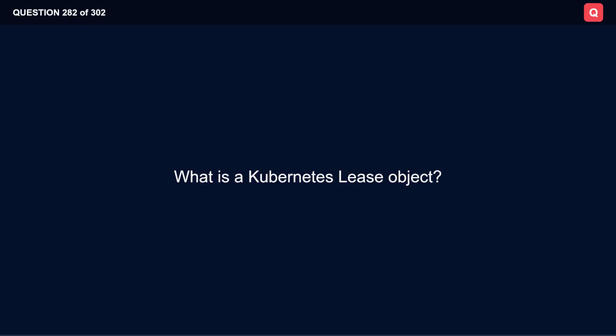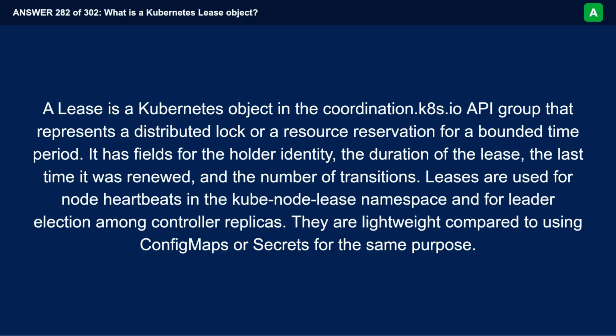What is a Kubernetes lease object? A lease is a Kubernetes object in the coordination.k8s.io API group that represents a distributed lock or a resource reservation for a bounded time period. It has fields for the holder identity, the duration of the lease, the last time it was renewed, and the number of transitions. Leases are used for node heartbeats in the kube-node-lease namespace and for leader election among controller replicas. They are lightweight compared to using config maps or secrets for the same purpose.